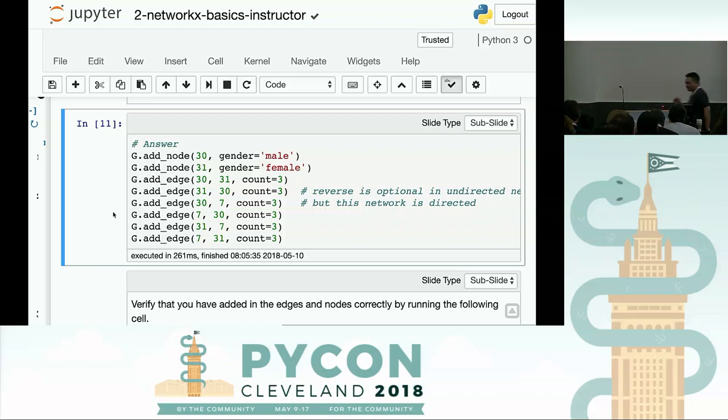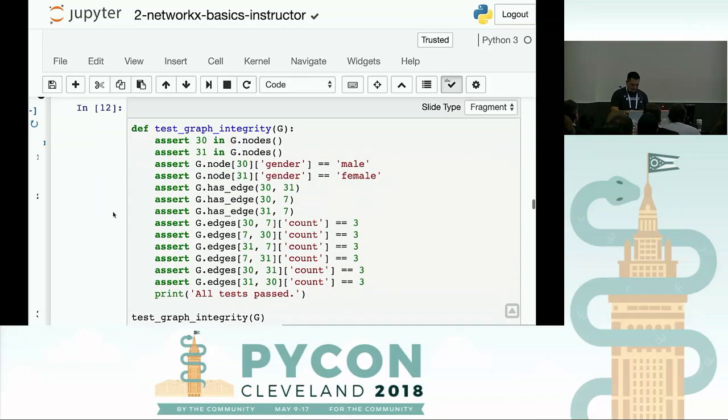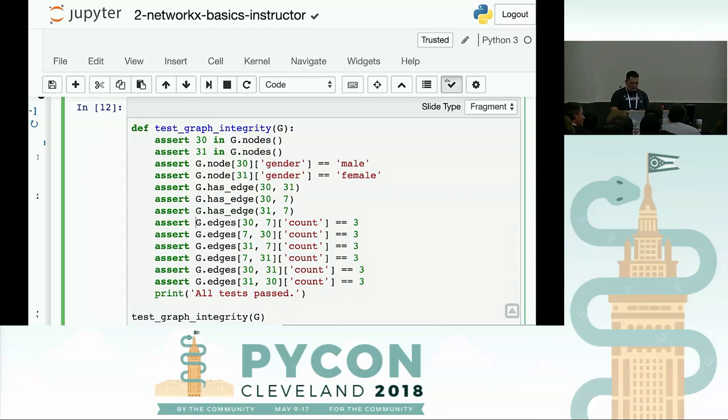For those of you who have hit the assertion, the test graph integrity, minor detail. Thank you for those of you who've pointed it out. G dot edges, not G dot edge, is what you need to access. So please change all of the G dot edge to G dot edges, and I will make sure I have this updated and reflected correctly after the tutorial. So just make sure that your assertion statements are reflected over here.